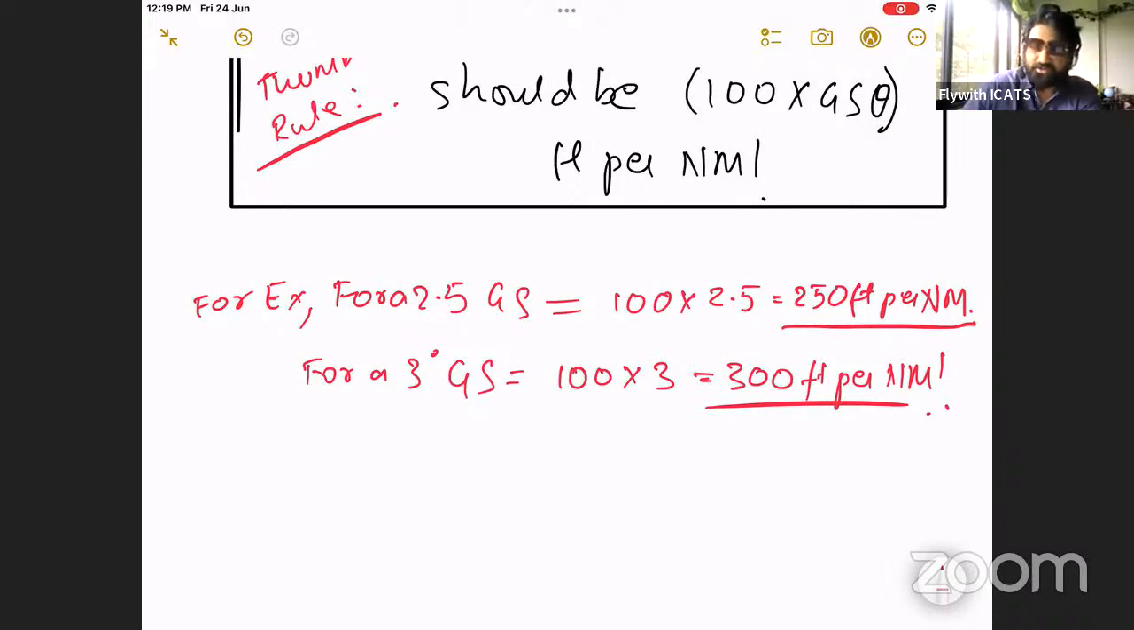Hardik, Rishi, Swati, Lakshya, quick acknowledgements. Are we following? Only Swati has given me the answer in the chat. Good, sir. Good.